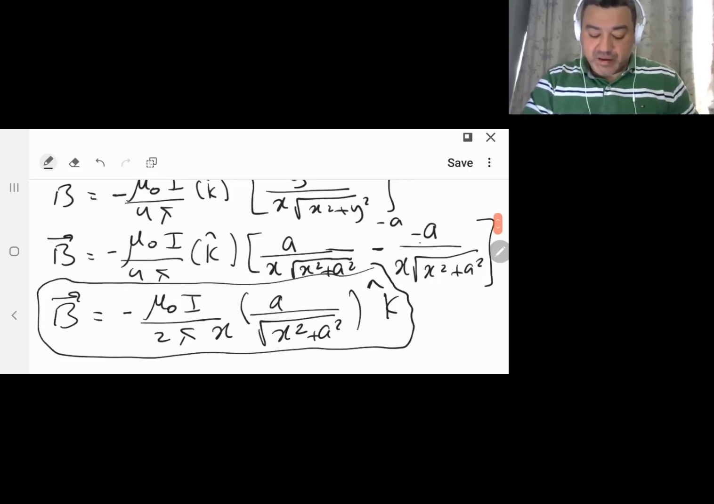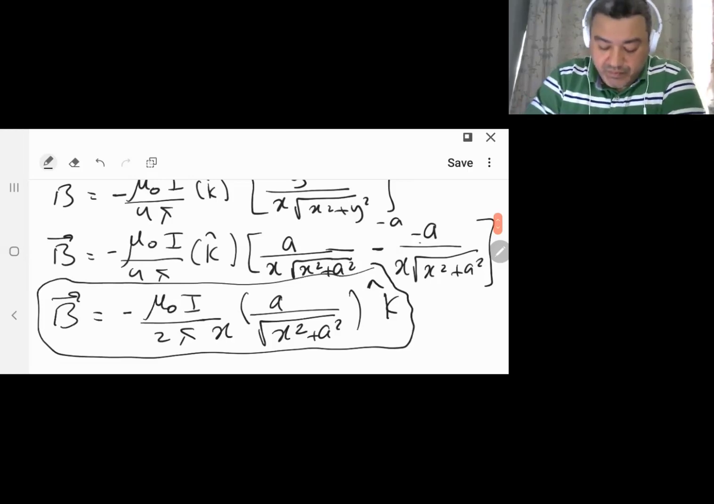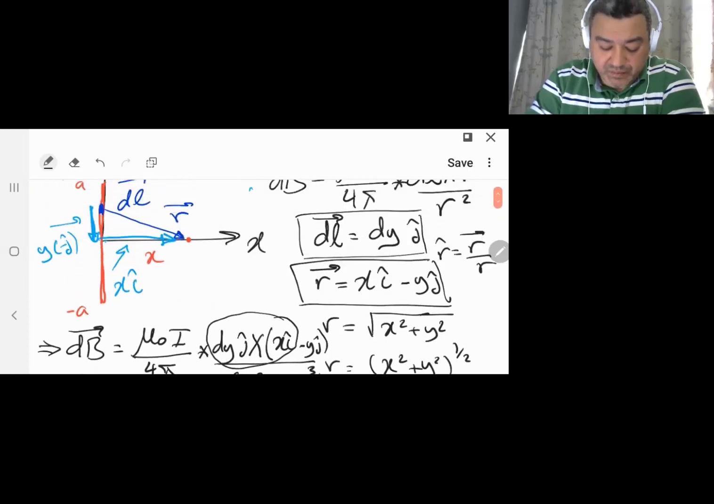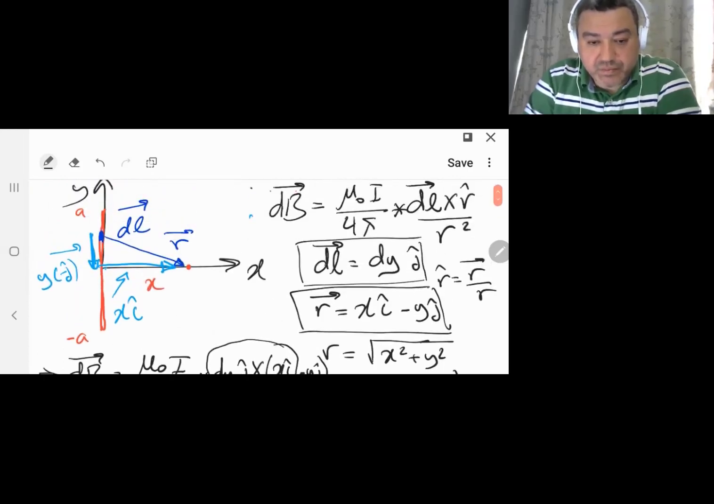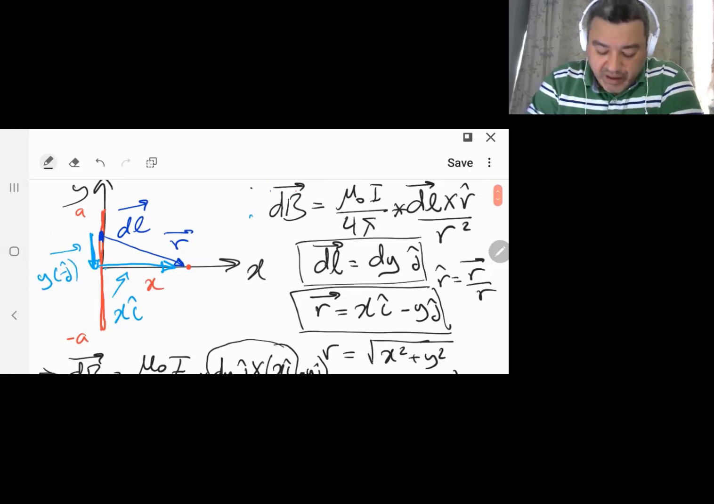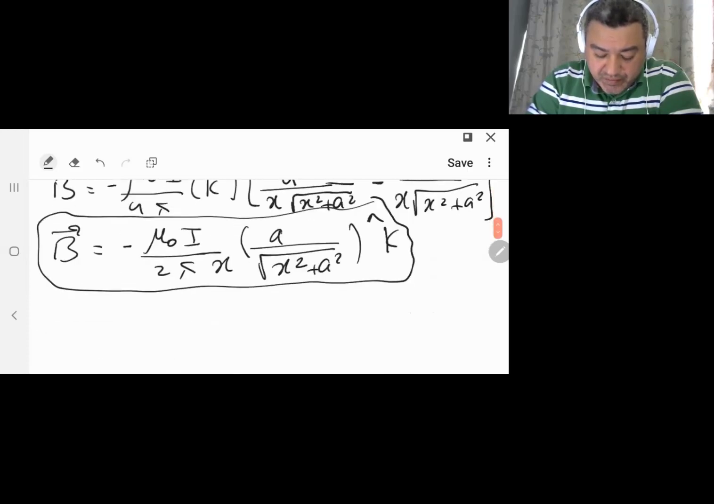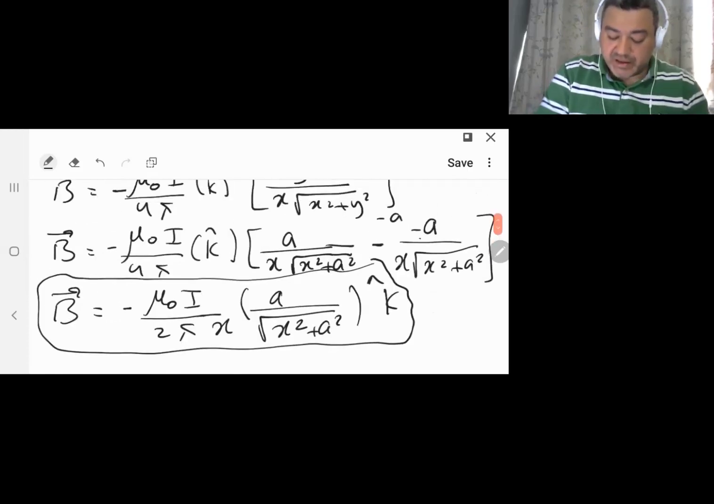It is a minus a becomes 2a. A minus a becomes 2a, and the 2 then will cancel with the 4. Yeah, the X went out. The X.